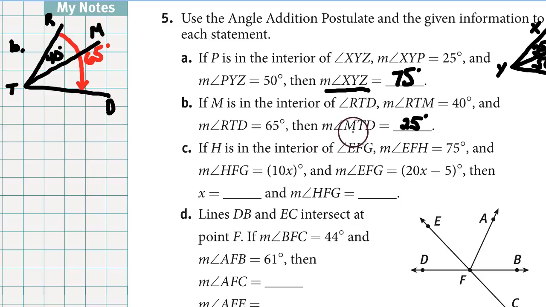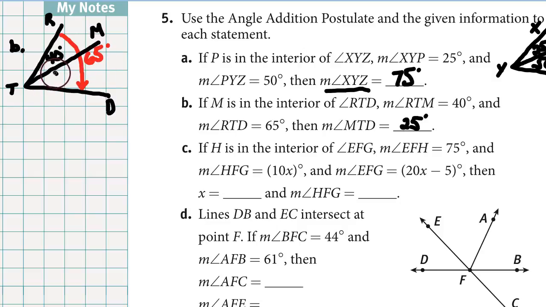Here's the answer. The measure of angle MTD is 25 degrees. And here's why. Over here on the left side of the video, I've drawn angle RTD, then located point M in the interior to create two angles. RTM gets labeled 40 degrees, and RTD, which is the large angle, is 65.